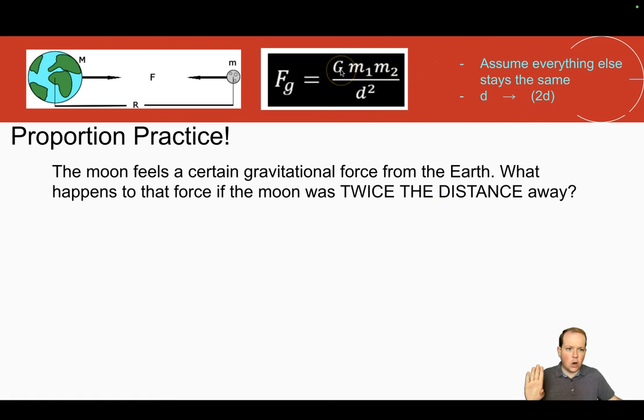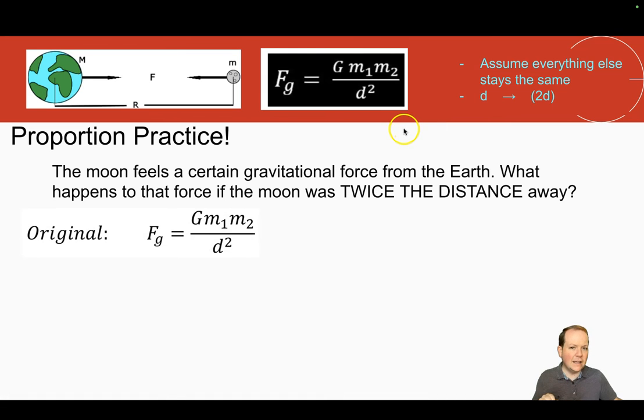So remember, g is a constant. It does not change. We'll say the mass of the Earth isn't changing. The mass of the moon isn't changing. But according to the problem, the distance doubles. Instead of d, we're going to write 2d. Okay, you could try this on your own if you like. Or, of course, you could follow along or check the video to check your work. Okay? How do I like to solve these?